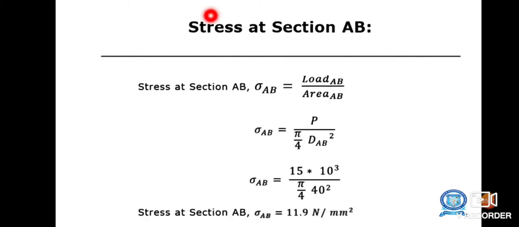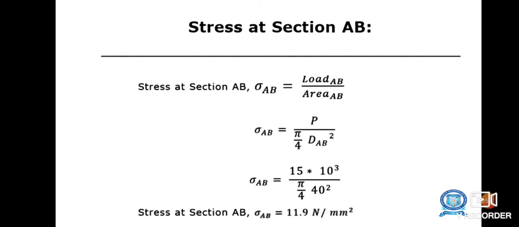Next, first of all, we find the stress at section AB. Sigma AB is equal to load on AB divided by area of AB. So we apply the formula: sigma AB is equal to 15 into 10 power 3 divided by pi by 4 d square. Now we apply the diameter of section AB, 40 square.